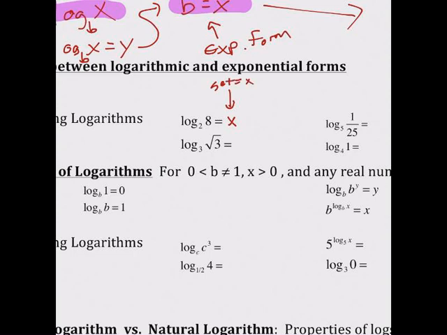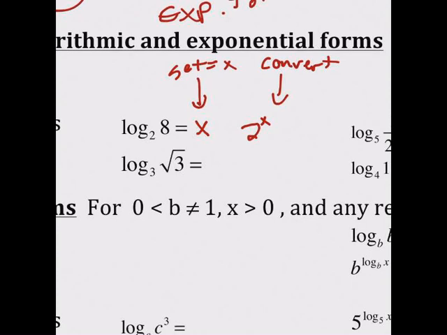Now, the next part is convert to exponential. So watch this. 2 to the x is equal to, remember, I've got this flow chart going in my brain, 8. 2 to the x is equal to 8.